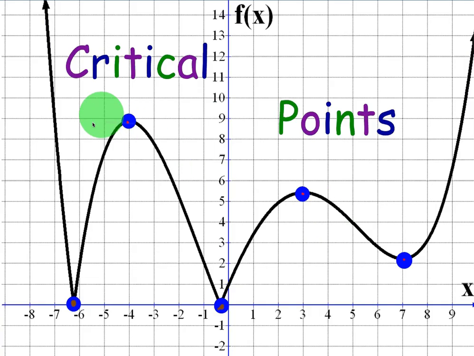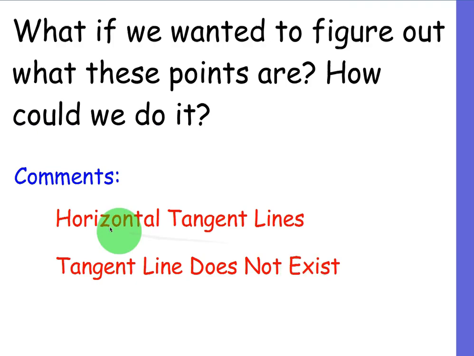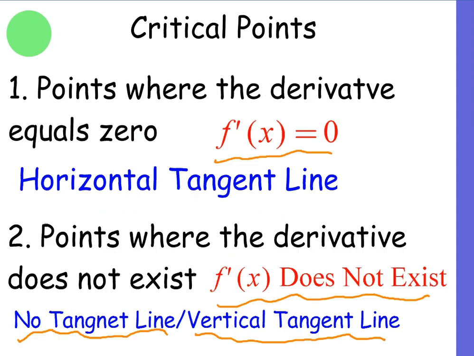So here we have a horizontal tangent, right? The tangent line would go like this. Here there would be no tangent line because it is a cusp, okay, or just pointy in general. And so that's great observations. These are two possibilities, and this leads us to the definition of what critical points are.